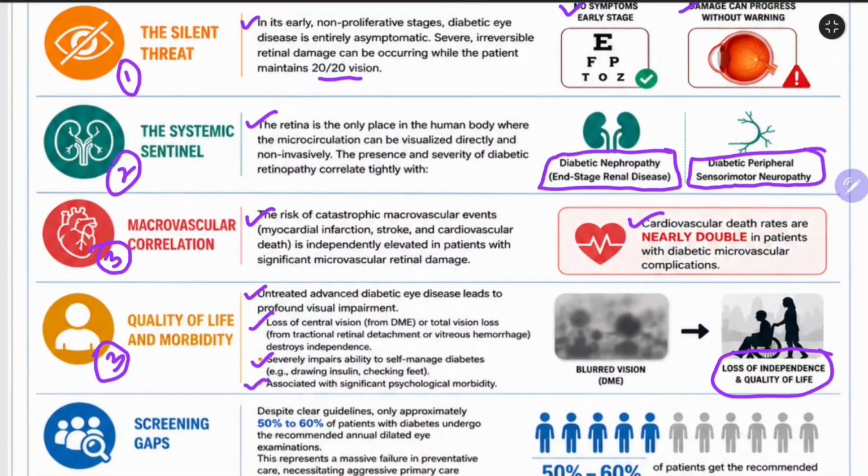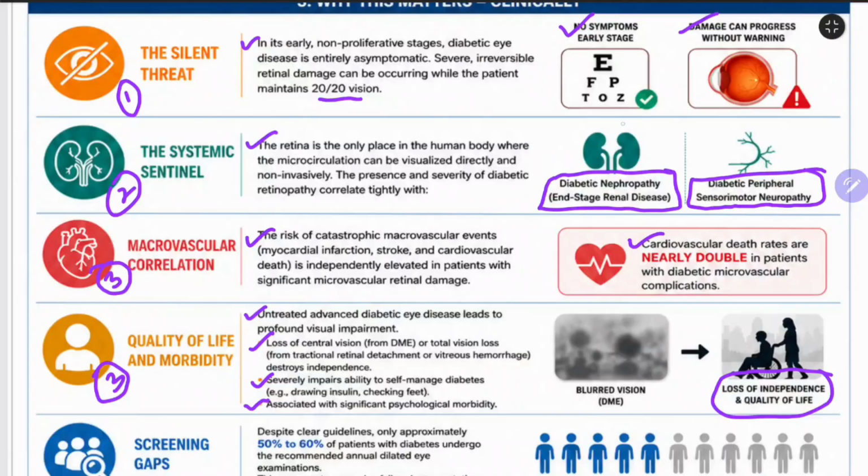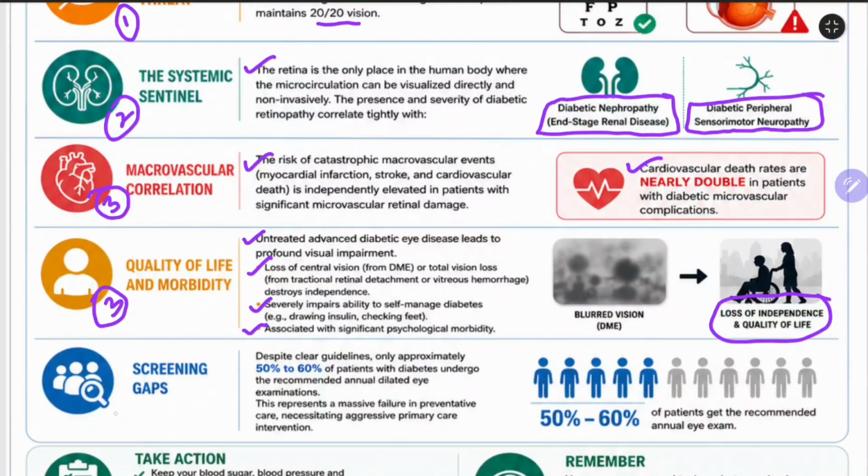So that's how we should study. Fourth thing is screening gaps. Despite clear guidelines, only approximately 50 to 60% of patients with diabetes undergo the recommended annual dilated eye examinations. This represents a massive failure in preventative care, necessitating aggressive primary care intervention. Only 50 to 60% of the patients get the recommended annual eye examination, so we should not neglect annual dilated eye examination in patients with diabetes mellitus.